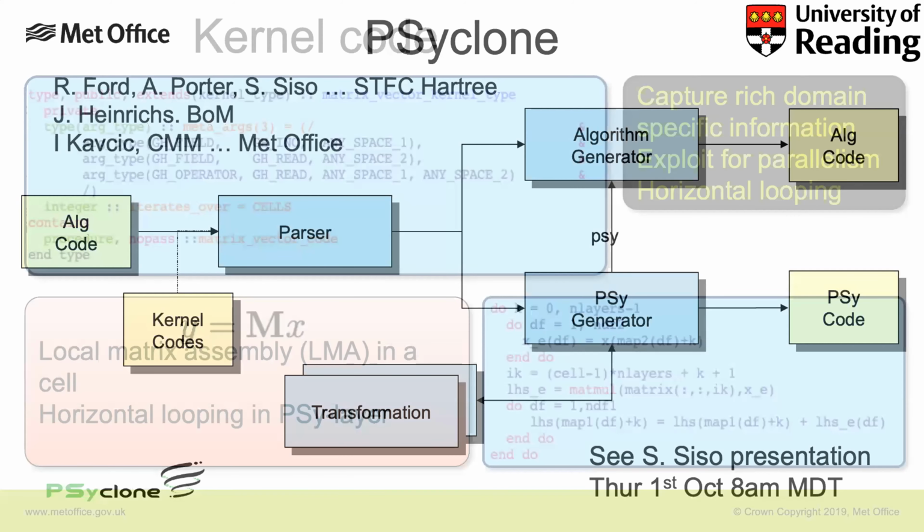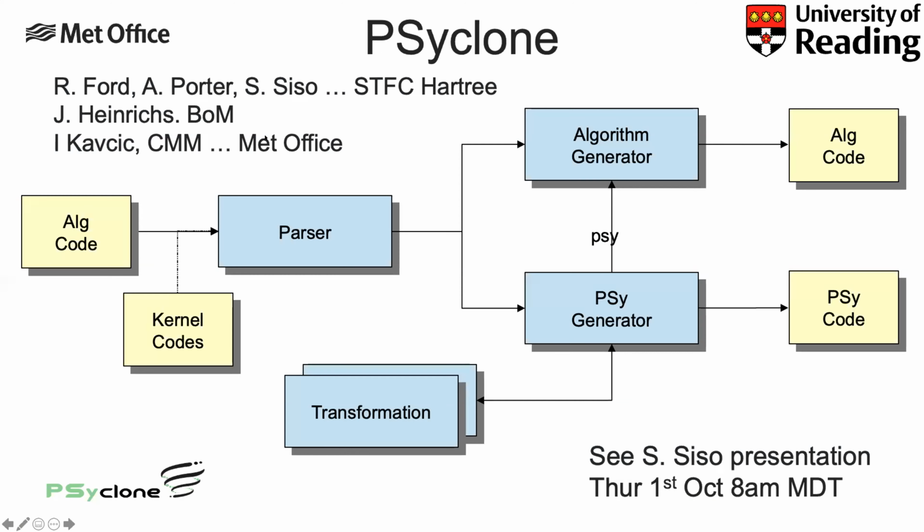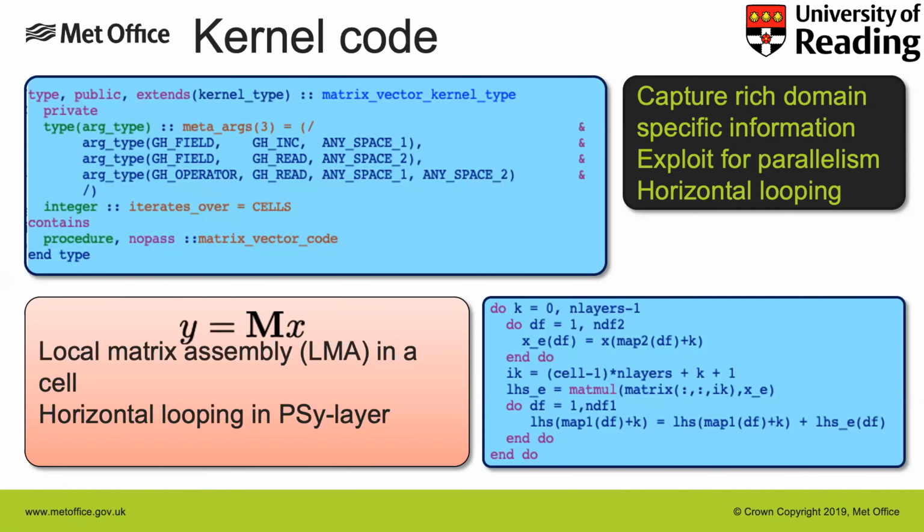So in terms of LFRic code, how does that work? This is a couple of screen grabs of some actual LFRic Fortran code. And up here is the header for a kernel, actually for a matrix vector routine. And as you can see, it's just some Fortran. But this allows us to capture the rich domain-specific information for what it is we're actually doing. So that's computer science speak for writing it down.